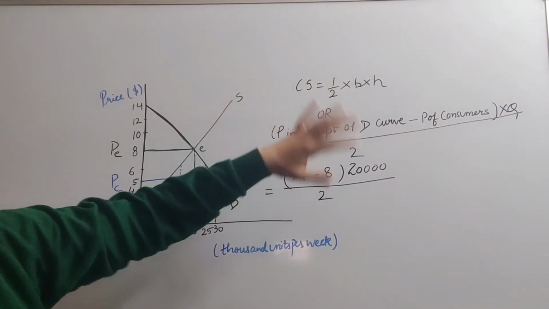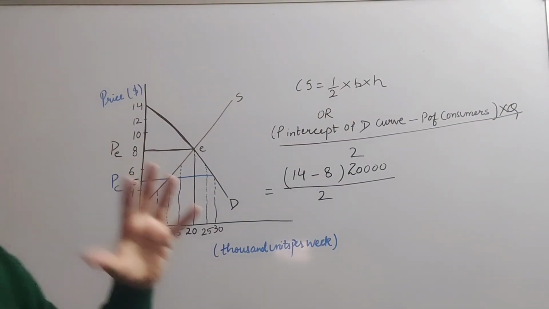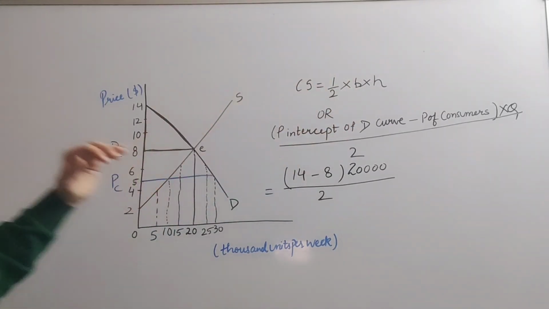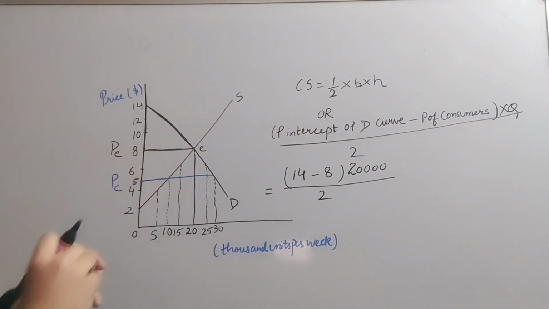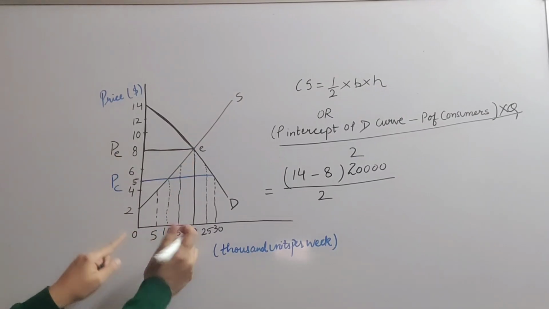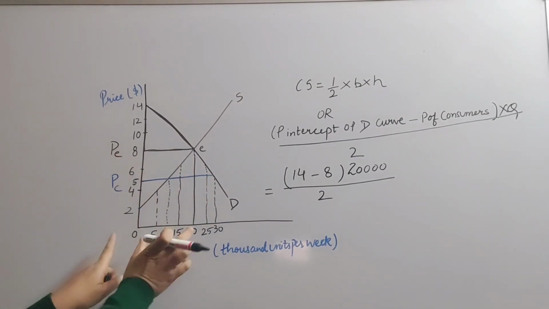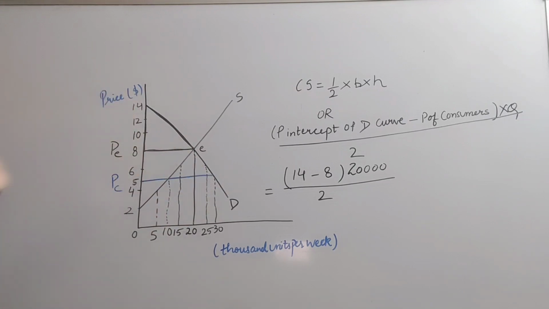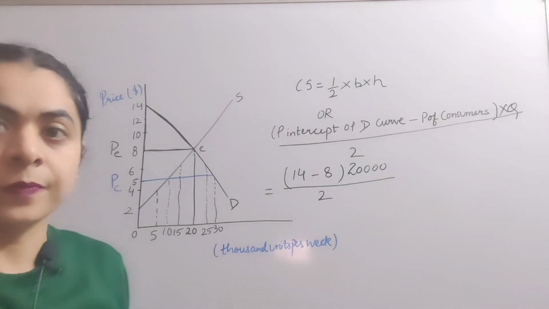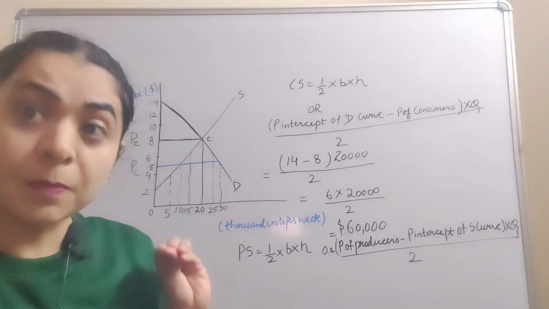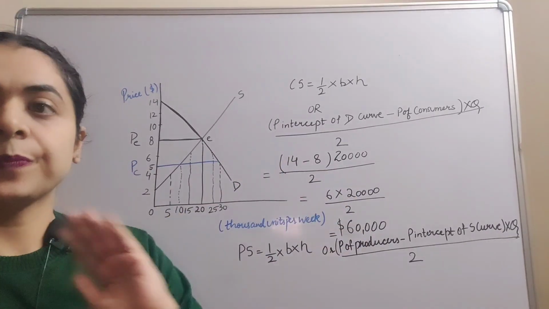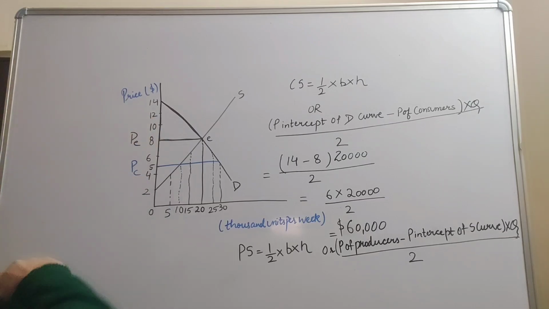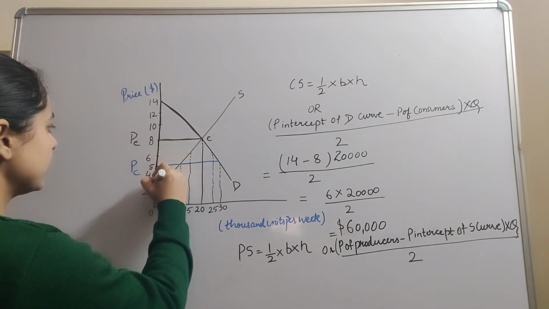Even if we understand this in terms of the area of a triangle, the base is represented by this part, and this is 20,000, and then we have height 14 minus 8, divided by 2. So without any price ceiling in the market, $60,000 is the consumer surplus. Now let's find out producer surplus. So this area represents producer surplus.